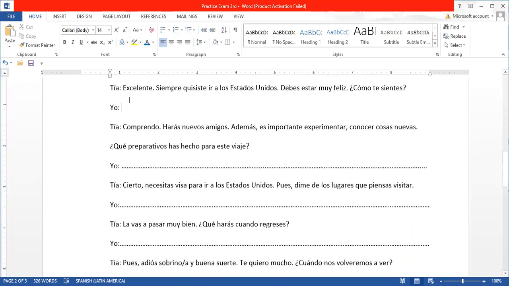So you are going to the United States, your auntie says that you always wanted to go there. So you must feel really, really, really happy, excited. And in this case, we are going to take the time to include as many adjectives as possible in order to say how you are feeling. We are not going to say something that is simple like, me siento bien, estoy feliz. No, we are going to include as many adjectives as we can to say how you are feeling in this case, okay?